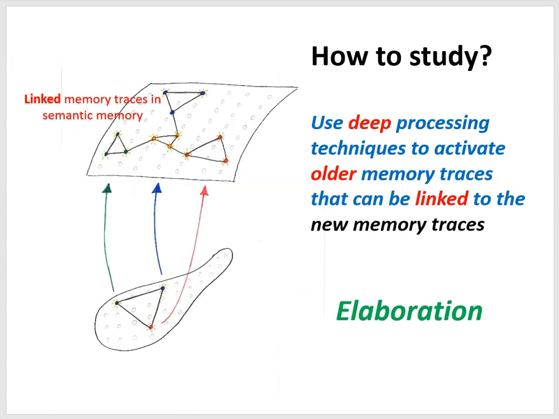memory traces. We want to use deep processing techniques to activate older memory traces that can be linked to the new memory traces. This is called elaboration. So when you're studying one particular topic, try to make connections to other things that you've already learned, so that when system consolidation occurs, we can integrate all the new information with previously learned information. And this is how we generate a network of knowledge in our semantic memory. System consolidation is an important process. It's a process that helps to insert new knowledge into our already existing long-term memory system.